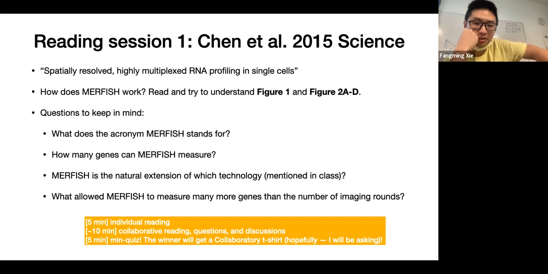You want to read everything related to Figure 1 and understand how MERFISH works. First of all, what does the acronym MERFISH stand for? And how many genes can it measure? And which main technical branch we just talked about applies to MERFISH? I guess it's fairly straightforward. Also, what allowed MERFISH to measure many more genes than single molecule FISH? As we mentioned, in one round of imaging, you can only measure one gene or just a few. How could MERFISH measure many more genes than we could previously?